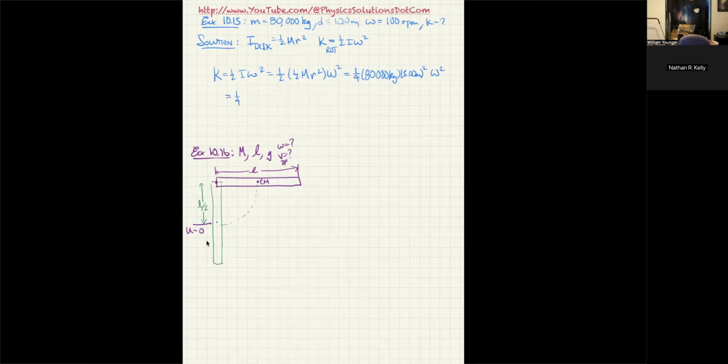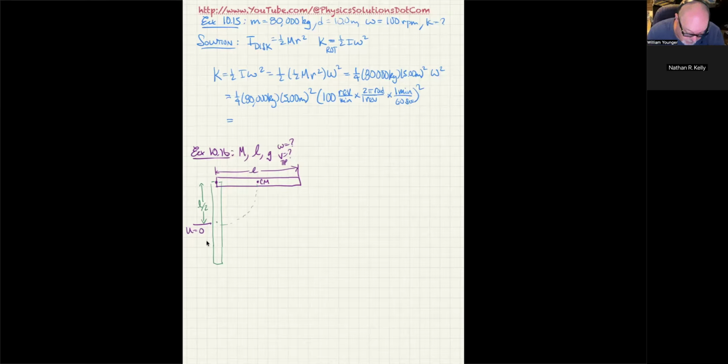So now I've got 1/4 times 80,000 kilograms times 5.00 meters squared times, now we're going to put the 100 revolutions per minute here. I'm going to first get rid of the revolution because we know one revolution is equal to 2 pi radians. And now I'm going to get rid of the minute because we know 1 minute is equal to 60 seconds. And now all that quantity has to be squared.